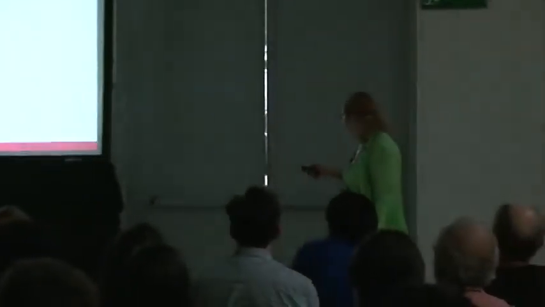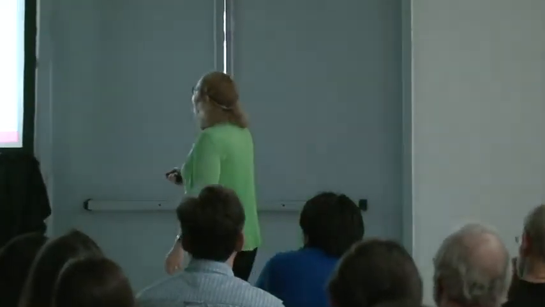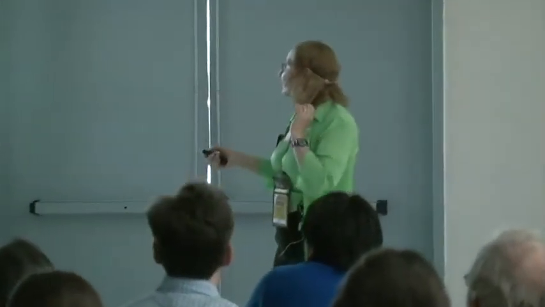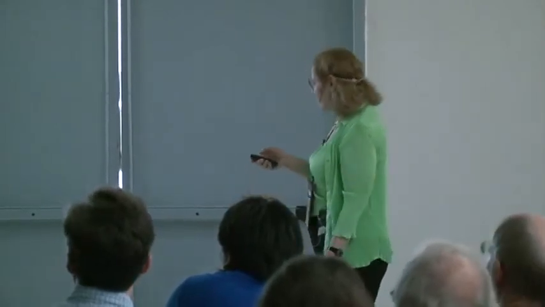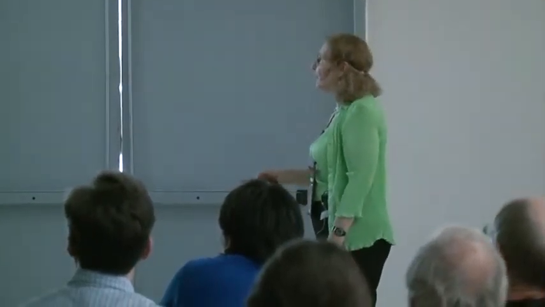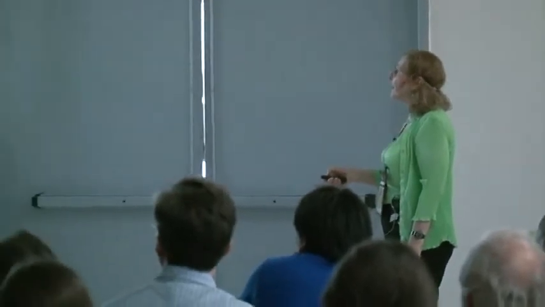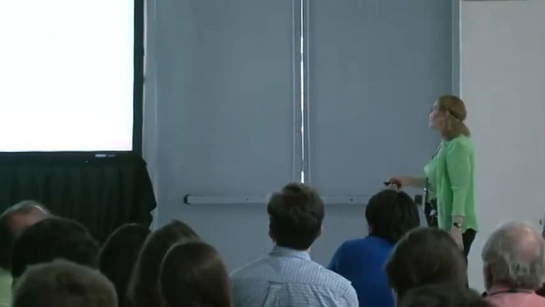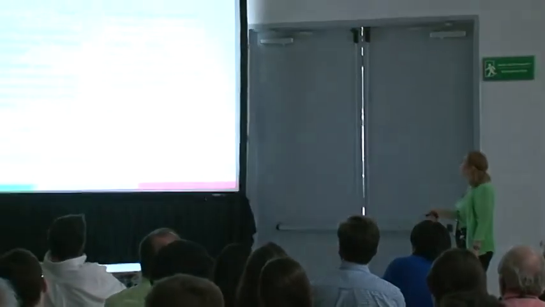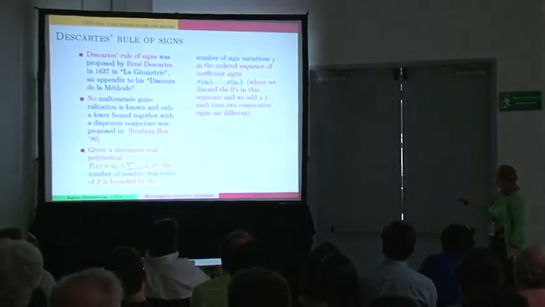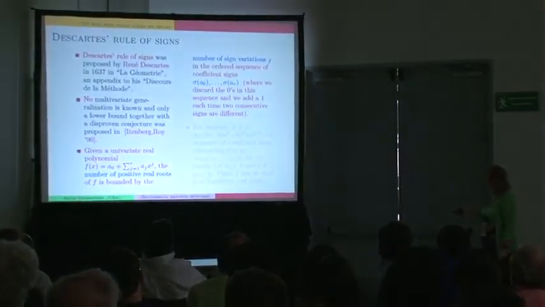Okay? There was only an attempt by Ilya Itenberg and Marie-Françoise Roy, but they have a lower bound, and they had a conjecture that was disproven, and there's no conjecture in general. And so this is what the Descartes rule says. If you have a real polynomial, then the number of positive real roots, it says something more, but let's talk about this, is bounded by the number of sign variations of the ordered sequence of coefficients.